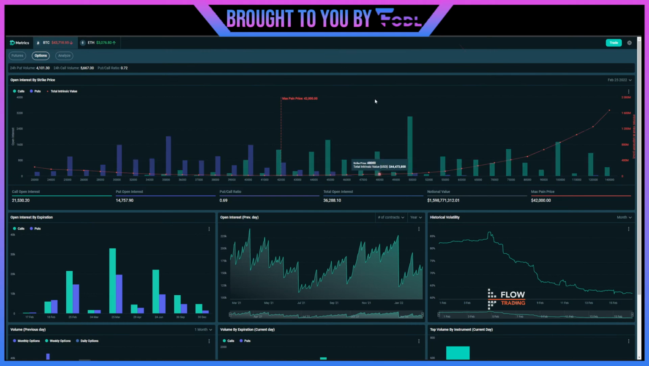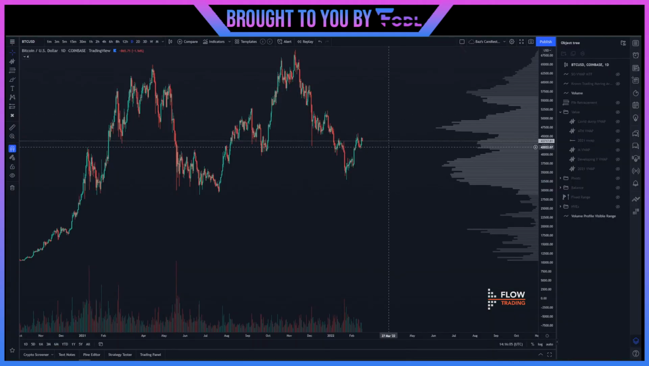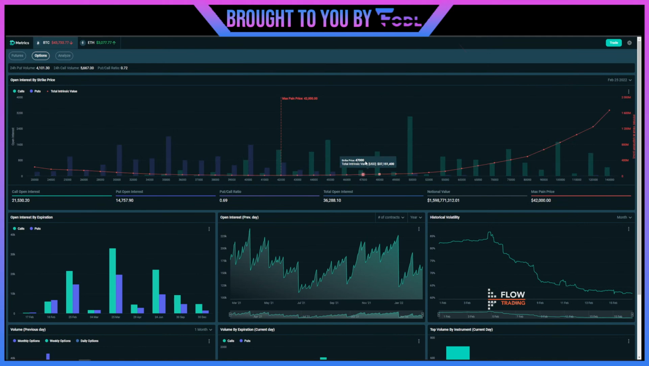So again, $42,000 could be a level of interest, and that has a little bit of confluence here with the chart, and we are not too far. I mean, 43,700. We're really not that far from $42,000. So on that particular Friday at 9 AM here in the UK, if the price finishes at $42,000, most of these options would have expired worthless.